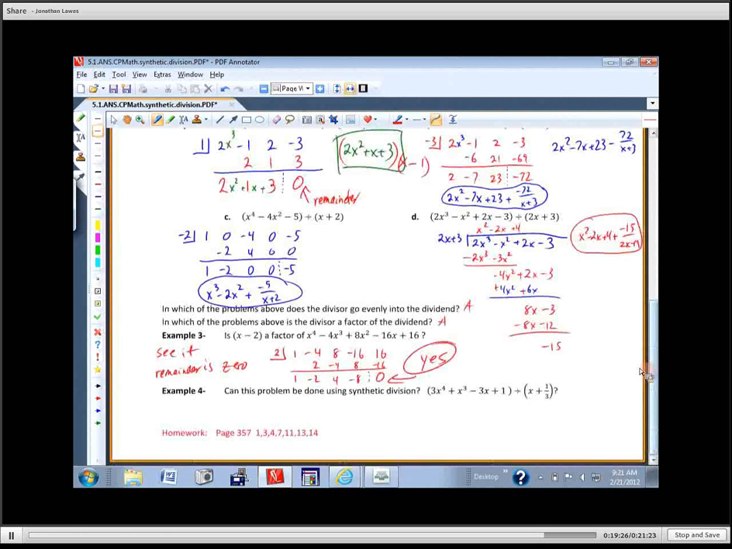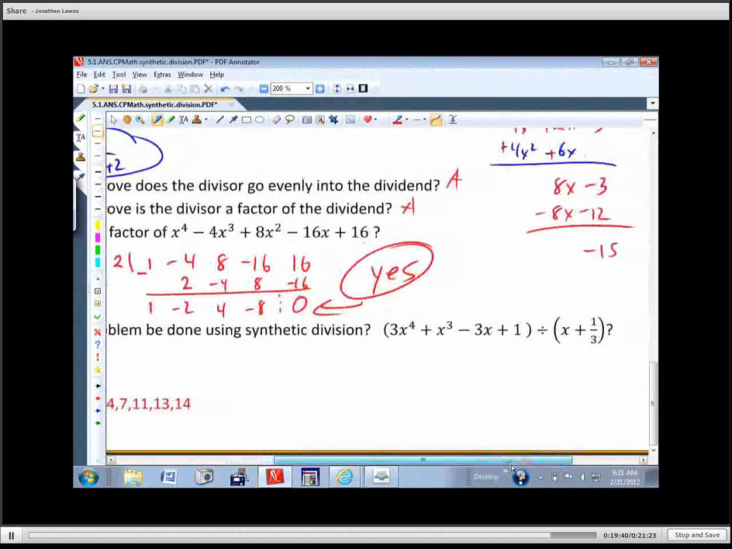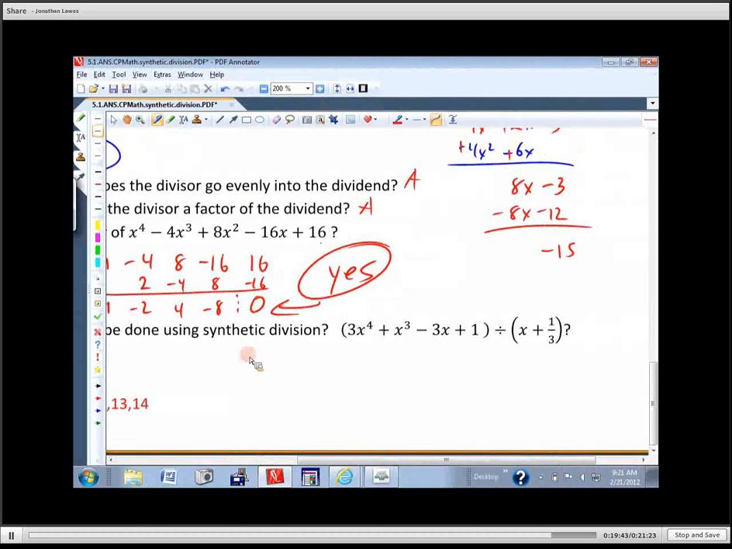Okay. And can you do that one using synthetic division? Okay. Let's just take a quick look. Let's see how that one goes. So what would go in the box? Negative 1/3 in the box, and then I'd have a 3, a 1, anyone? 0. A 0, a negative 3, and a 1.